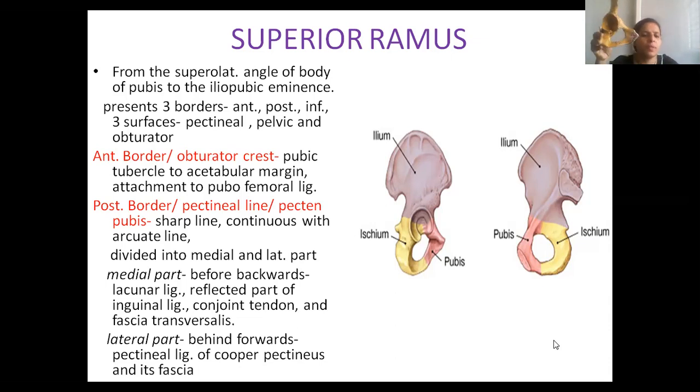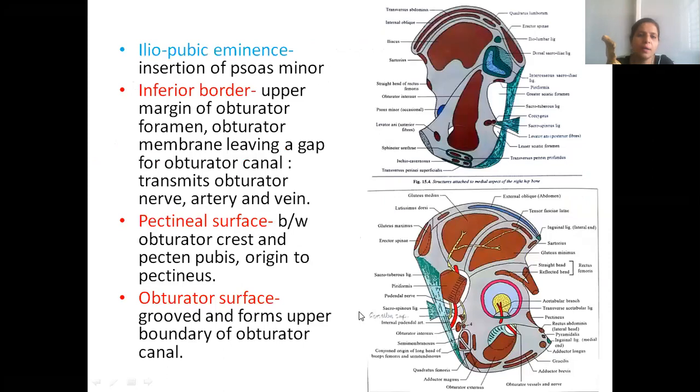The posterior border is the one I have shown you, like the pectineal line, pecten pubis, a sharp line, continuous with the arcuate line. This also I have shown you. Just rewind the video and see. Right. Further subdivisions are not so required.